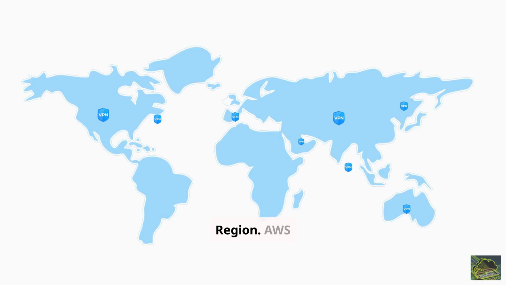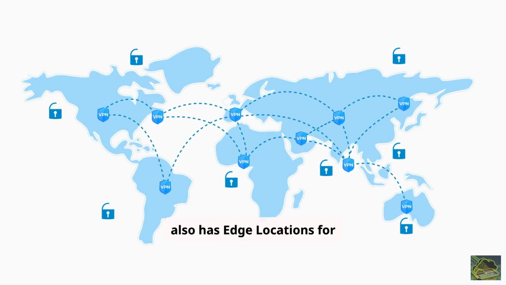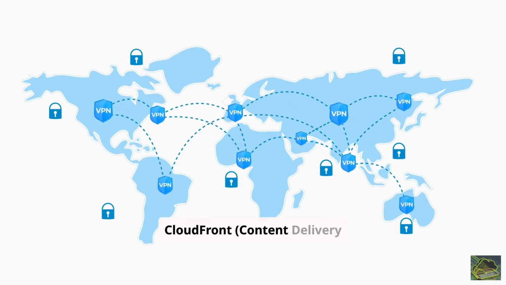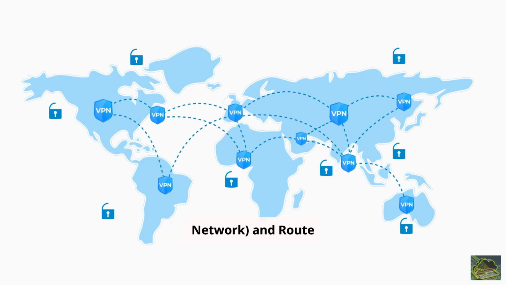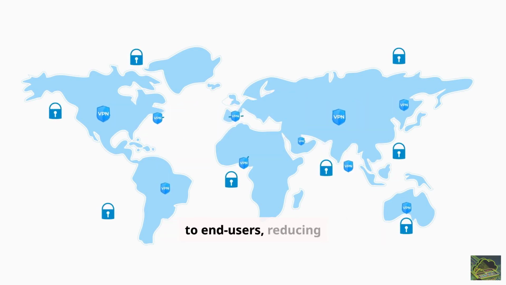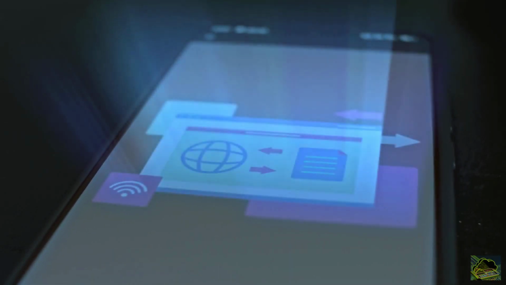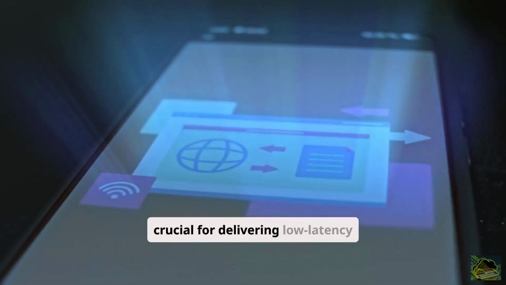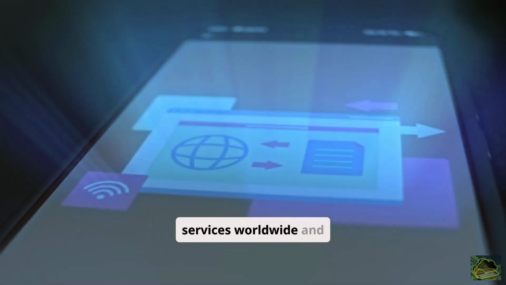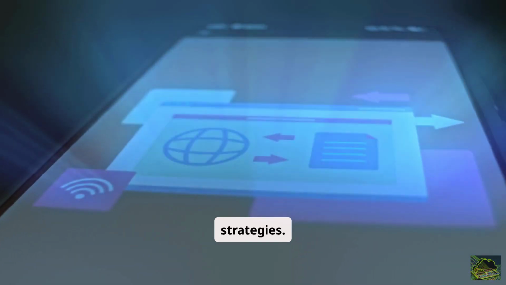AWS also has edge locations for services like Amazon CloudFront, Content Delivery Network, and Route 53, which cache data closer to end users, reducing latency. This global presence is crucial for delivering low-latency services worldwide and for disaster recovery strategies.